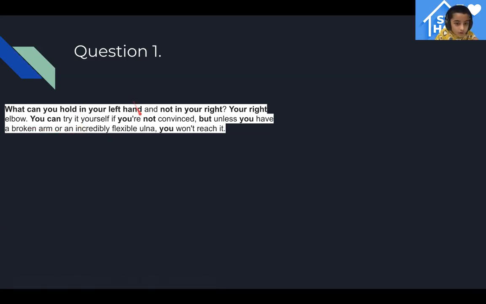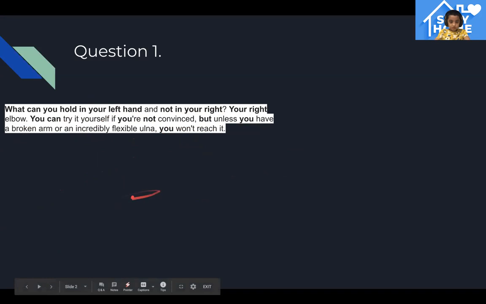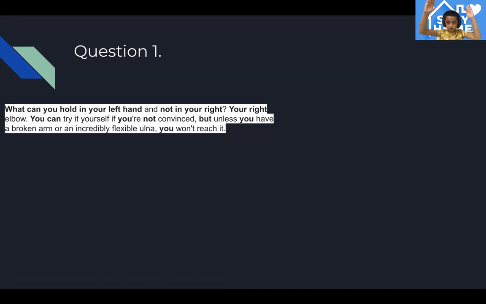So what can you hold in your left hand, not in your right hand? Your right elbow. You can try it yourself if you're not convinced. But unless you have a broken arm or are incredibly flexible, oh no, you will not reach it. So I'll give you 10 seconds to answer it. 10 seconds. Okay, so the answer is your right elbow.